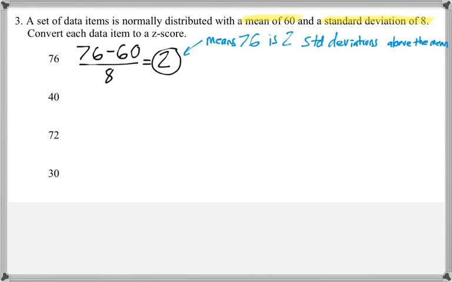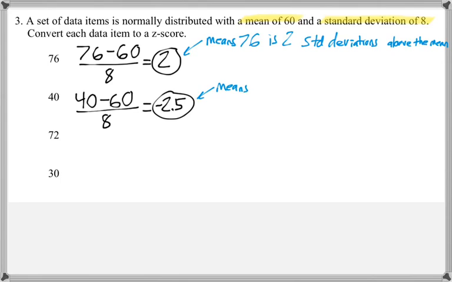If we look at 40, we want to take 40 minus 60 and divide that by 8, and that's equal to negative 2.5. So what that means is 40 is 2.5 standard deviations below the mean because it's negative.